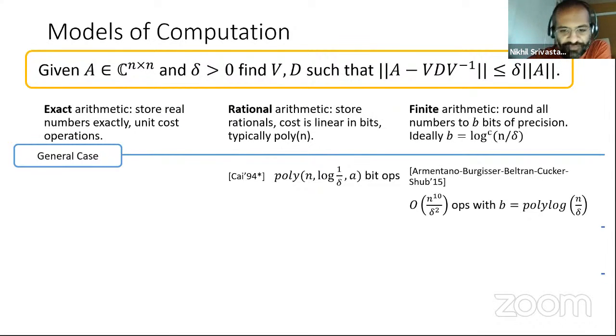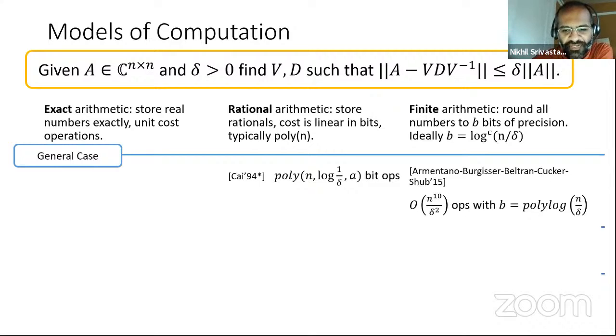And I should say that this actually gives something stronger. This gives a forward error solution, but in particular, it solves this problem. And for a couple of decades, it was open whether there's a provable algorithm for this problem that works in finite arithmetic. And that problem was solved by Armentano, Beltrán, Bürgisser, Cucker, and Shub in 2015. And they gave an algorithm which solves this problem in order n to the 10 over delta squared arithmetic operations with this polylogarithmic kind of precision. So that's what's known about the general case.